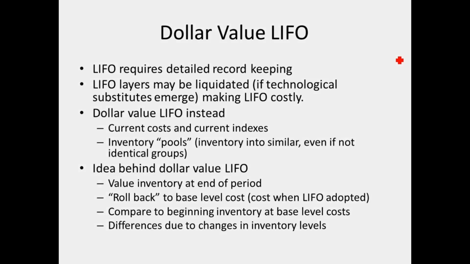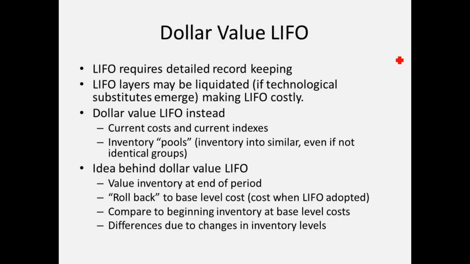Plus, we talked about the problem that could happen if you liquidate a layer. So what companies try to do instead is use something called dollar value LIFO, which says we don't worry too much about the number of units. We try to value our inventory as a pool, and each layer has a value. Then we compare how much it would cost us to buy our inventory right now with how much it hypothetically cost us, and any difference is due to a change in the quantity.